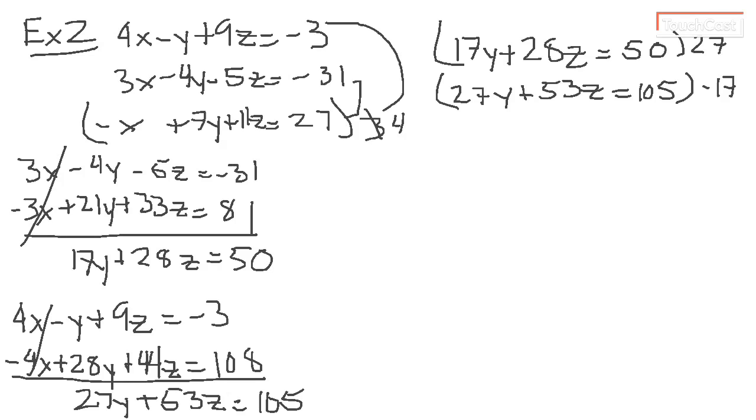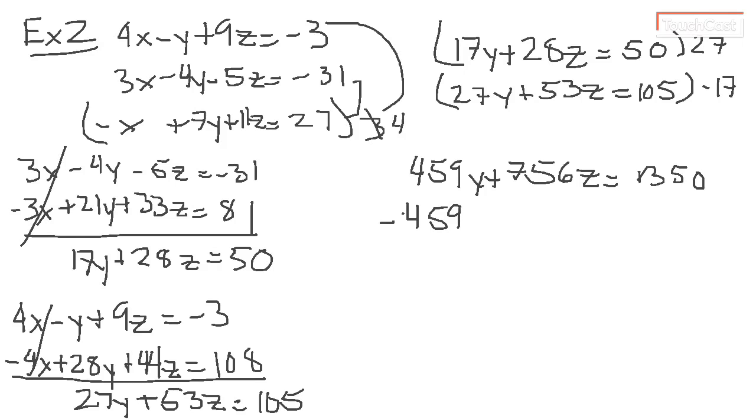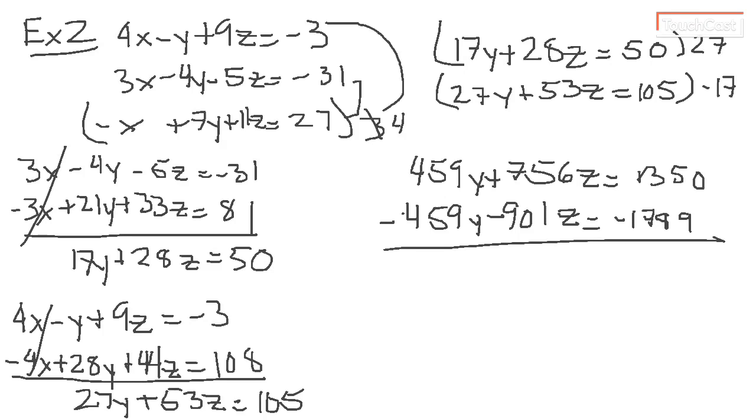So we're going to end up with, and go ahead, use a calculator to do the multiplication, 459y plus 756z equals 1,350. Then we're going to end up with negative 459y minus 901z equals negative 1,785. Now we combine these equations.